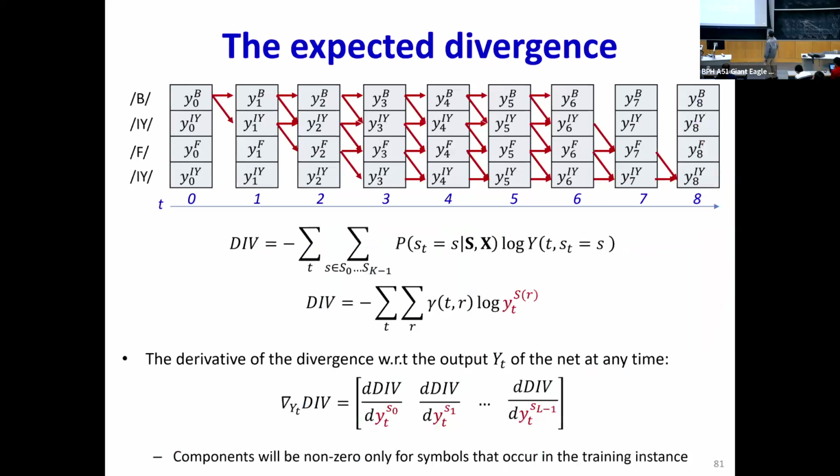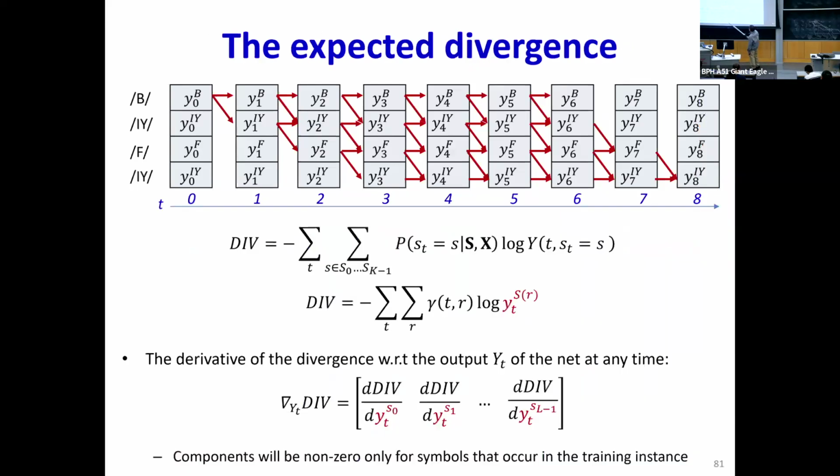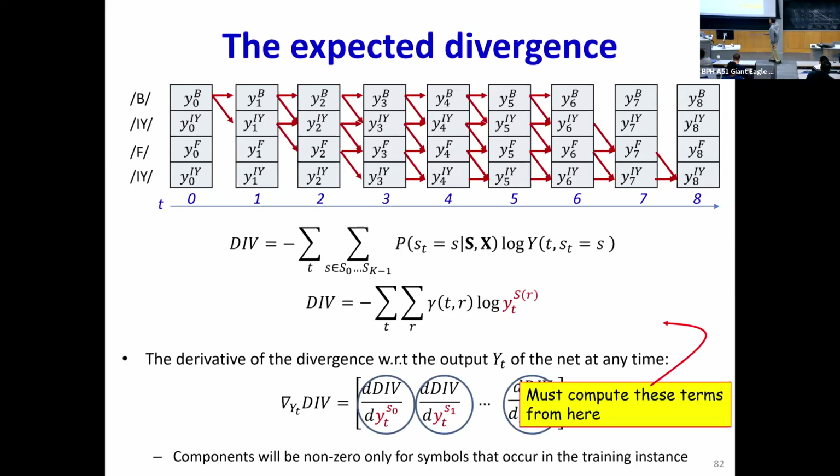Number 2, we want to compute the derivative of this divergence with respect to all of these probabilities. We know that most of them are going to be 0. Some of them are not going to be 0. And for those in particular, this is for any given time. So if I choose my time, this outer summation goes away because you're focusing on just one time, right? So at any given time, you just have to go up the column and compute the derivative of this guy with respect to that symbol. So here's what that would be. These derivative terms must be computed from here.